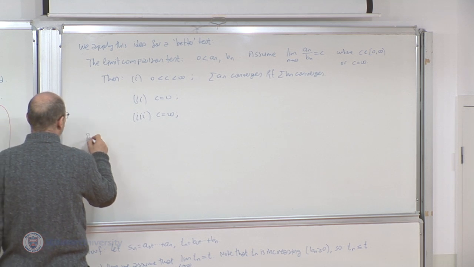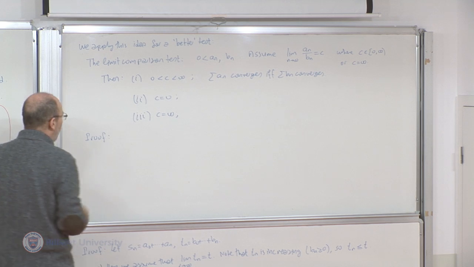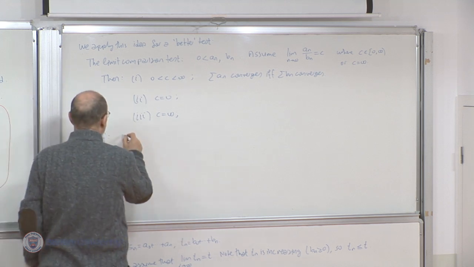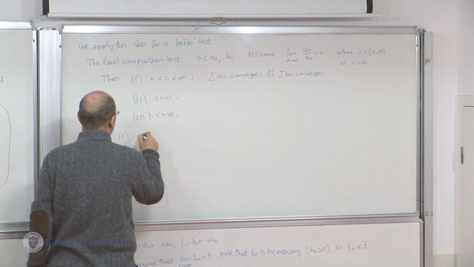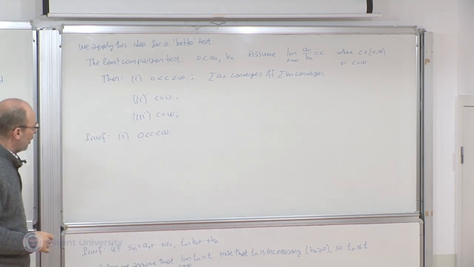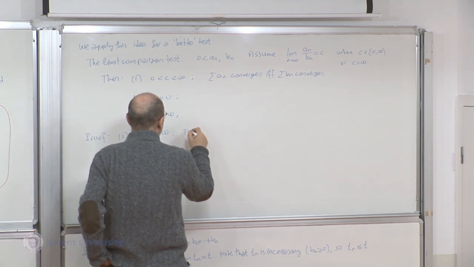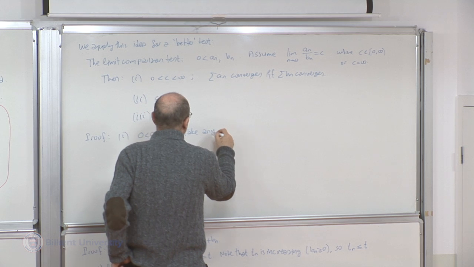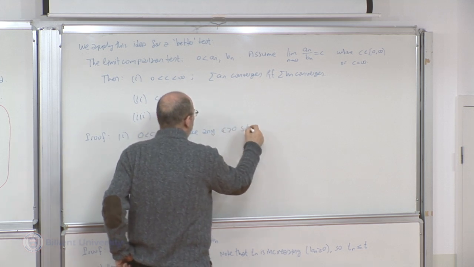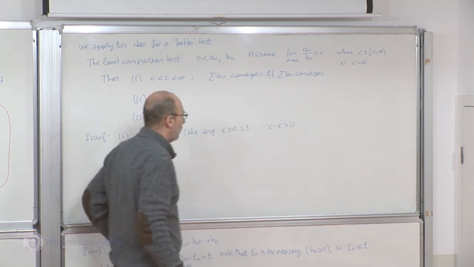Okay, so the proof depends on the following thing. So first, let us look at this basic part. c is positive. Okay, then take any epsilon positive such that c minus epsilon is also positive.